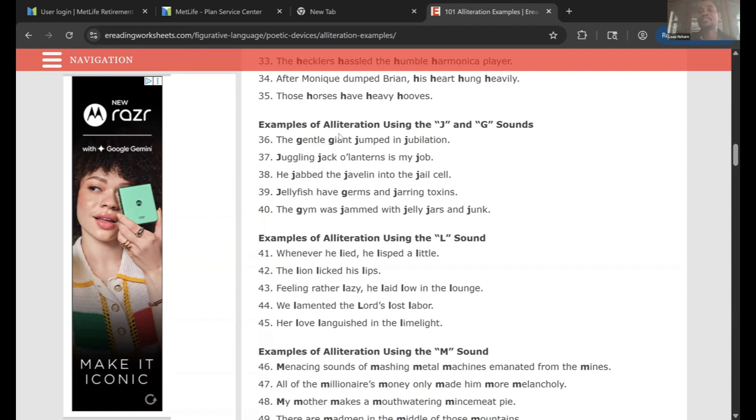Now, examples of alliteration using the J and G sounds. The gentle giant jumped in jubilation. Is that good for everybody? The gentle giant jumped in jubilation.